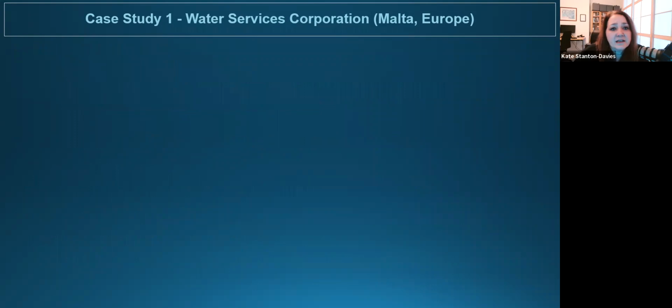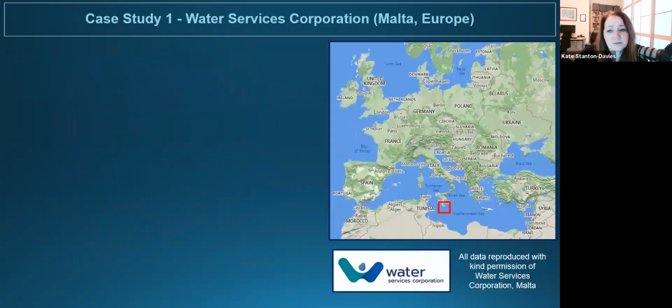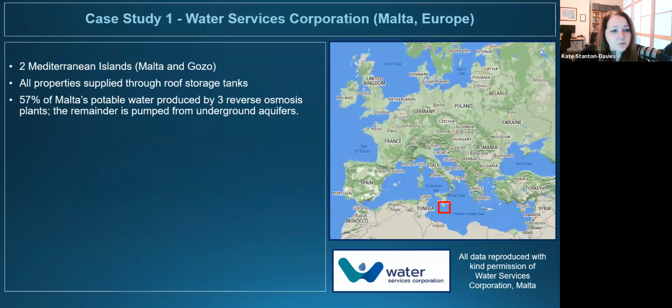So the first case study is for Water Services Corporation in Malta, which comprises two Mediterranean islands of Malta and Gozo, with roof storage tanks throughout. Just over half of Malta's potable water comes from 3 reverse osmosis plants, and the remainder comes from underground aquifers.